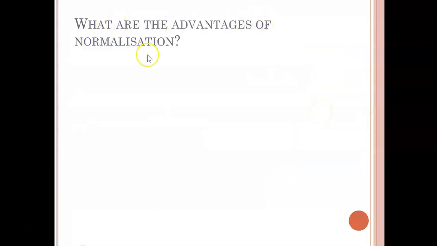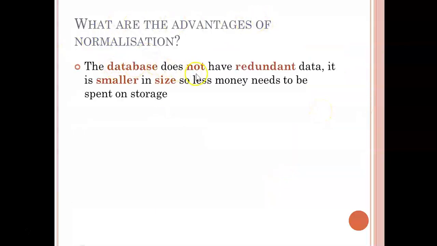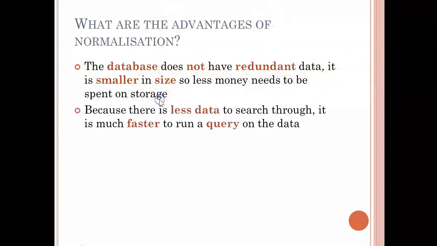What are the advantages of normalization? The database does not have redundant data. It is smaller in size, so less money needs to be spent on storage. Less repeated information that is unnecessary means that it doesn't have to be repeated. That reduces the size of your database, so you don't have to spend a lot of money on storage.